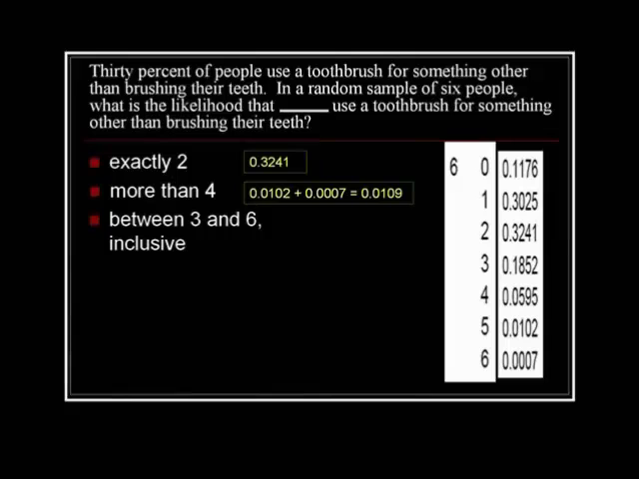Between 3 and 6 inclusive, that just means that we're going to include 3 and 6. So we're going to start at the 0.1852 and go down to the 0.0007 and just add those up. I got that to be 0.2556.